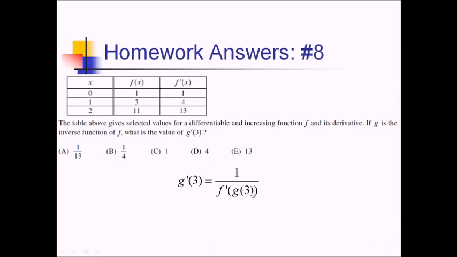G of 3, that is going to be the input to the f function that gives me an output of 3. So looking in my table here, in the f of x column, I get an output of 3 when the input is 1. So that means g of 3 is 1. And then f prime of 1, I'm just going to look over to the far side of that same row. That's going to be 4. So 1 over 4, choice B, final answer.